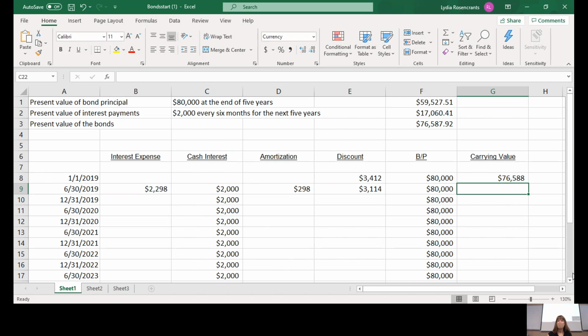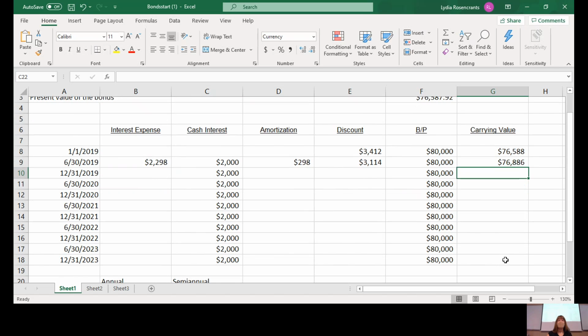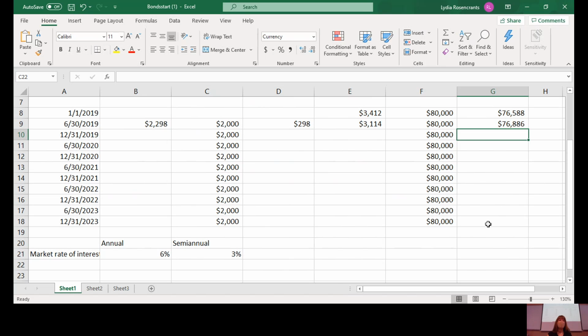So the carrying value is the bond payable less the discount, always. The carrying value is the bond payable less the discount. And it should increase every period until the end of the bonds. It should equal the bond payable. You've amortized the discount all the way to 0, and the carrying value should equal the bond payable amount. So hopefully we'll see that.